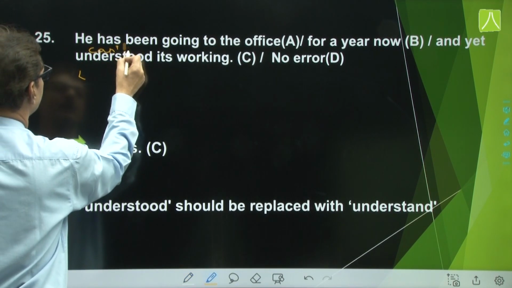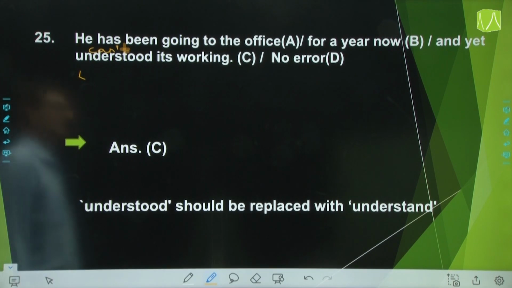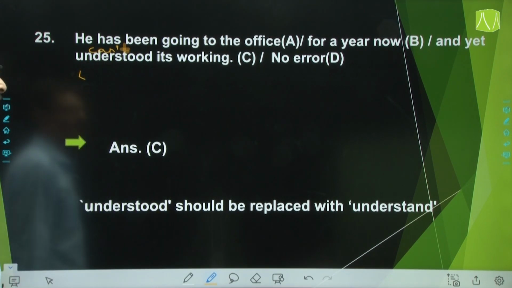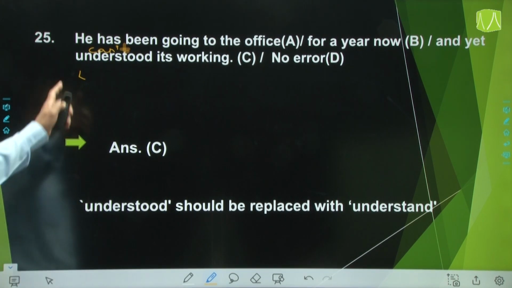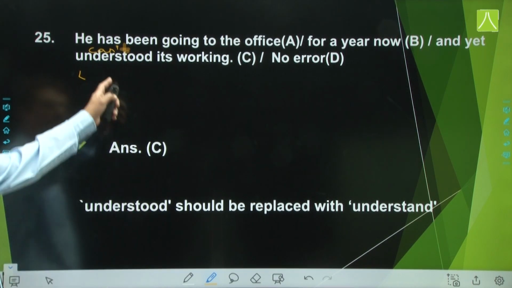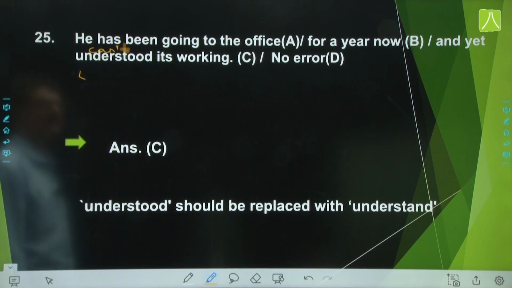Yes, now this is the statement: and yet can't understand its working. I am sorry, this word can't is missing. That error was from my side. I spotted it, but now if you identify the thing, he has been going to the office. Present की बात करें, right? For a year now, and yet can't understand its working. Yes, the verb is incorrectly used. Past tense नहीं आएगा, present tense इसके अंदर लगेगा.